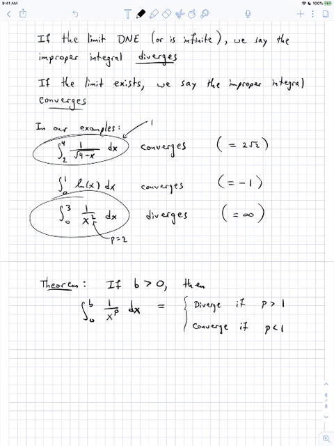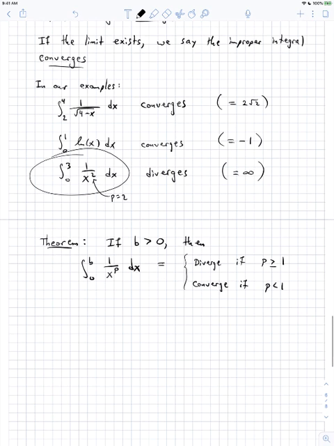So the natural question is, what happens at 1? Well, it diverges at 1 as well, and you can easily show that. Example. The integral from 0 to b of 1 over x dx is equal to the limit as s goes to 0 from the positive side of the integral from s to b of 1 over x dx, and this is equal to the limit as s approaches 0 from above.